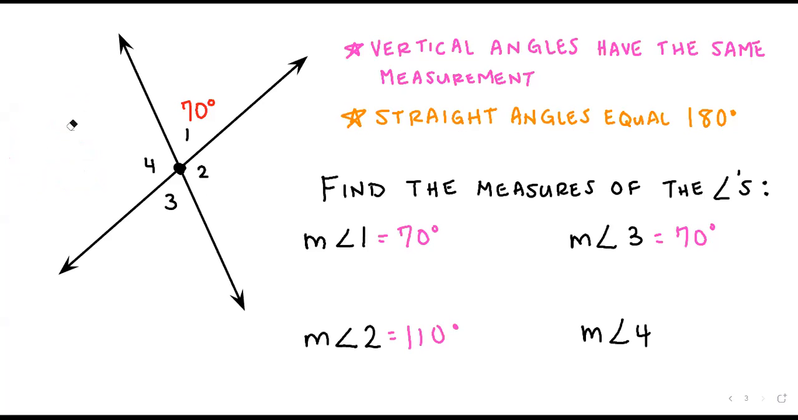Oh, cool. So we now know that angle 3 is 70 degrees. And now we know that angle 2 is 110 degrees.